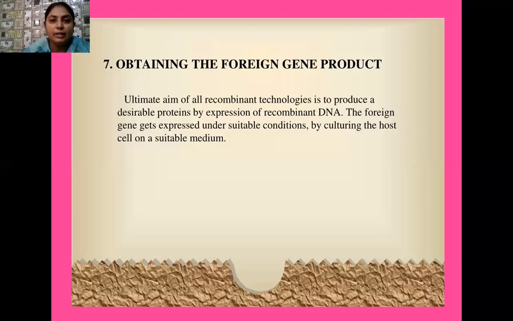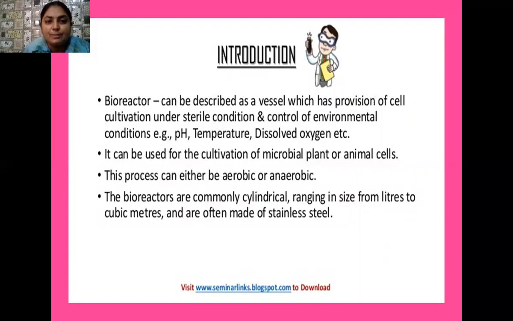Before this, let's see the function and working of these bioreactors. As I have already discussed, these bioreactors are vessels, and they have the provision for cell cultivation under sterile conditions and control of the environmental conditions. So optimum pH, temperature, and dissolved oxygen are maintained in the bioreactors. Later on, it is used for the cultivation of any type of living organism. It may be some microorganism, it may be plants or animal cells. We can provide aerobic and anaerobic conditions according to the need of the culturing organism.